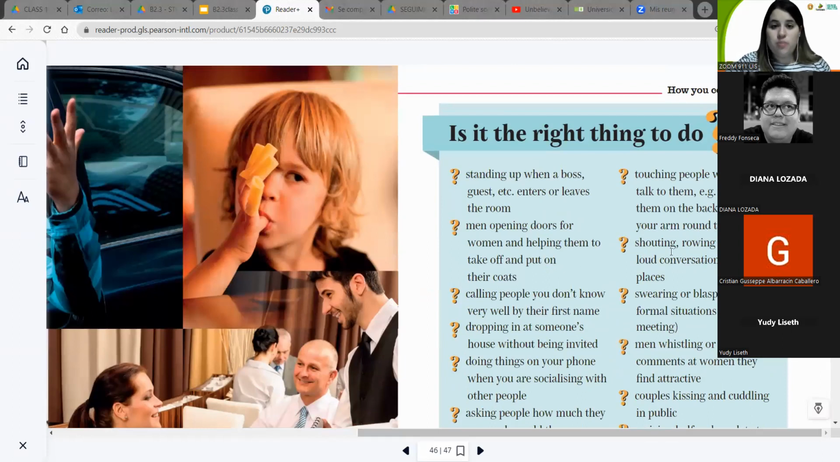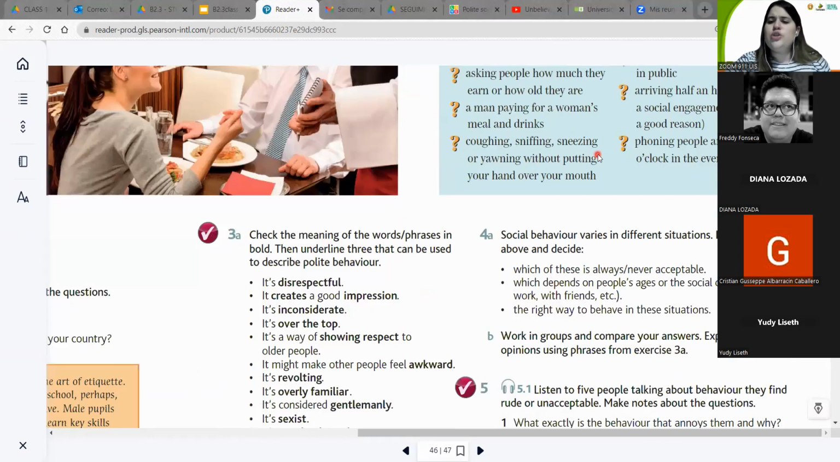So before we go to the group activity that we're going to be working on, we are going to do this part in which we are going to read, is it the right thing to do? So we have here social behavior varies in different situations. We're going to read the list and decide which of these is always or never acceptable. Some of them are always acceptable. Some of them are never acceptable.